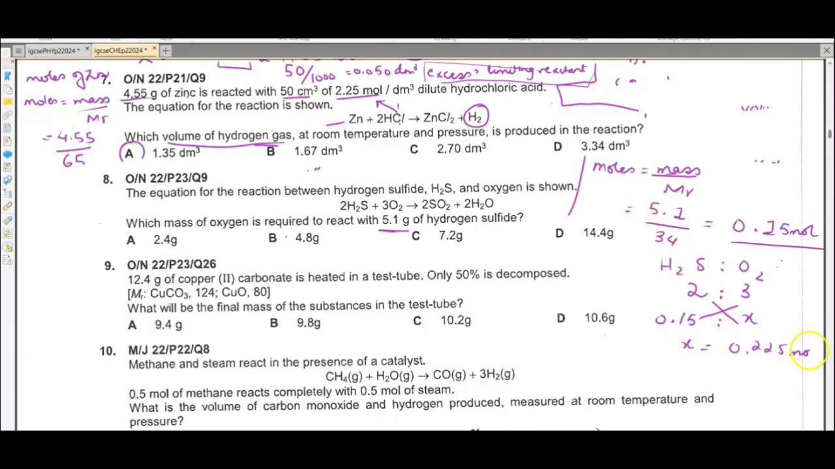So the moles of oxygen are 0.225 moles. Once we have the moles of oxygen, we will have no difficulty finding the mass of oxygen. We are going to use the formula moles is equal to mass over MR. So moles we know are 0.225, mass we need to find, and MR for oxygen is 32.